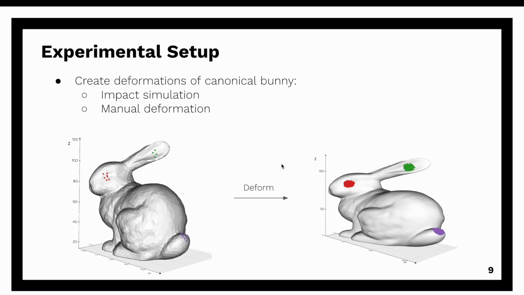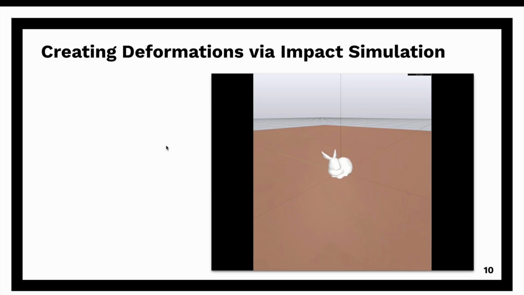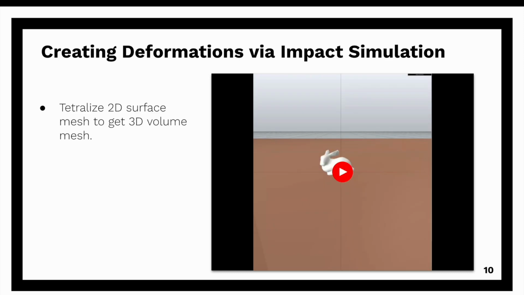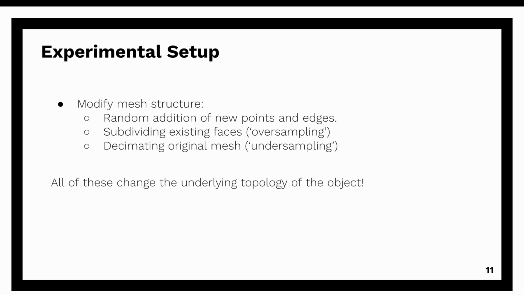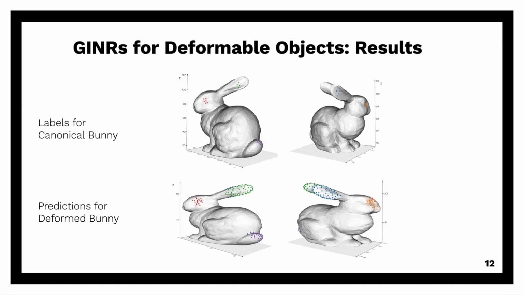We create deformations of the canonical bunny by simulating impact with the ground and manual deformation. Here is an animation showing the impact simulation of the bunny with the ground. To perform this simulation, we first generalized the 2D surface mesh to get a 3D volume mesh, and we then simulated it in PyDrake by dropping the bunny from a height and recording the positions after impact. Once we have these deformations, we consider additional modifications such as random addition of new points and edges, oversampling, or undersampling the resultant mesh. All of these modifications affect the underlying topology of the object. Next, we will present the results from our experiments.